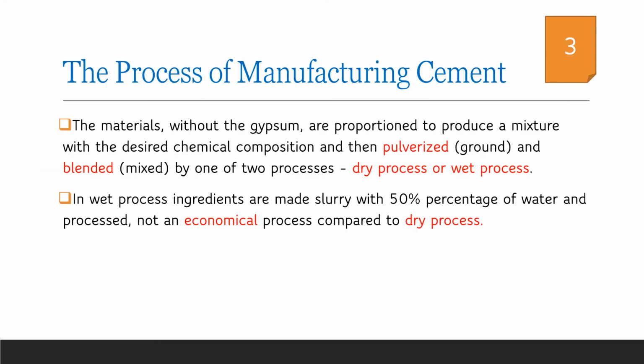Now let us move on to the process of manufacturing of cement. The materials that we have discussed except gypsum are proportioned to produce a mixture with the desired chemical composition. It is then ground and mixed, that is pulverized and blended, using one of the processes, either dry process or wet process. In wet process, ingredients are mixed with 50% of water and processed. It is not economical compared to the dry process.